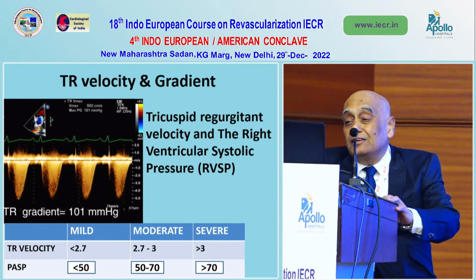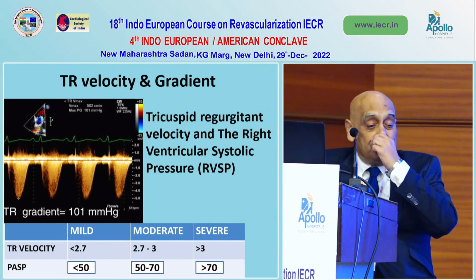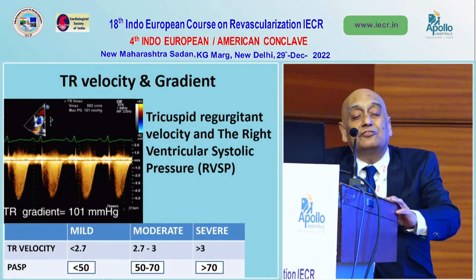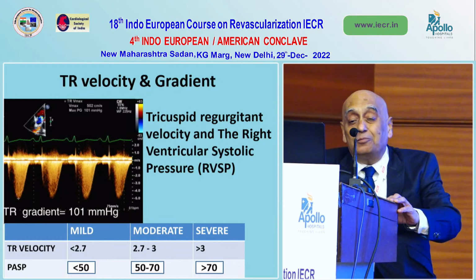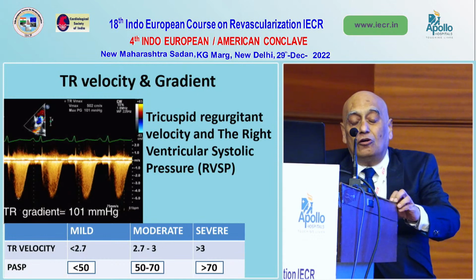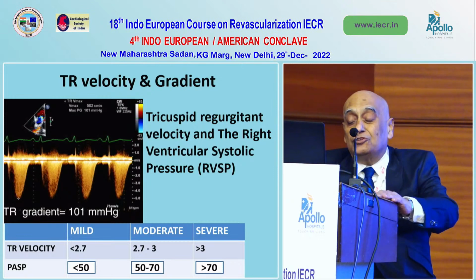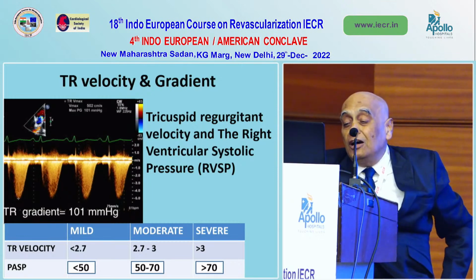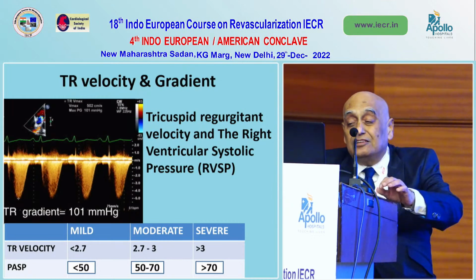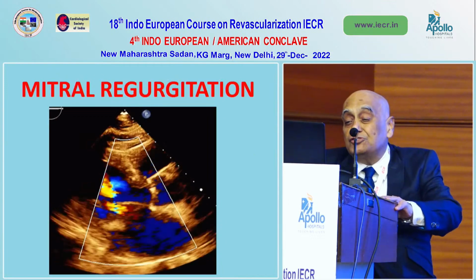Now you also have to measure the PA pressures. If there is significant pulmonary artery hypertension, the patient goes into pulmonary hypertension, which is due both to a passive pulmonary hypertension as well as vasoconstriction of the pulmonary arterioles, that is a reactive type of pulmonary hypertension. So if you have a PA systolic pressure of more than 70, that is taken as severe pulmonary hypertension.